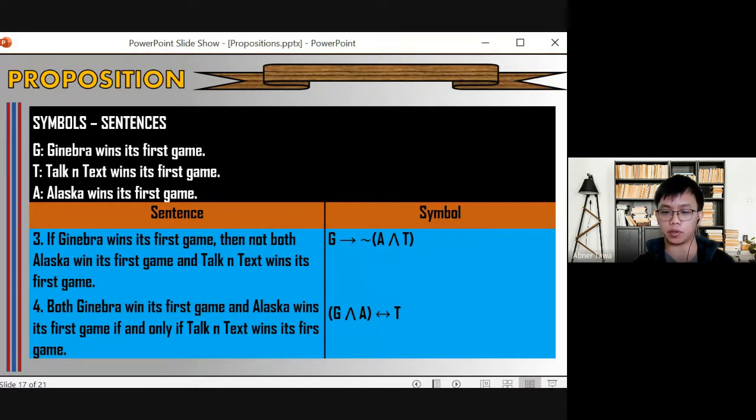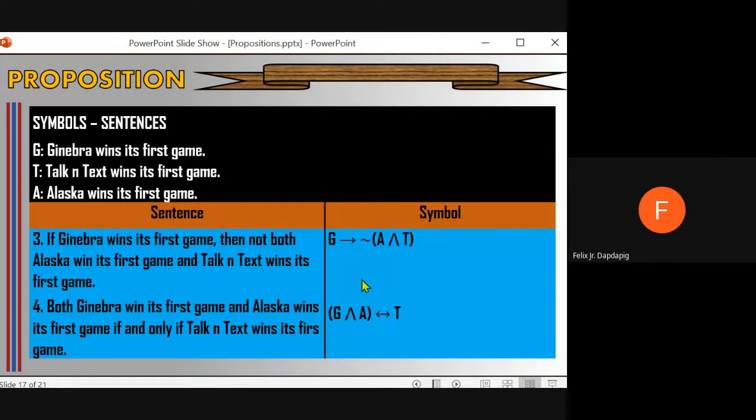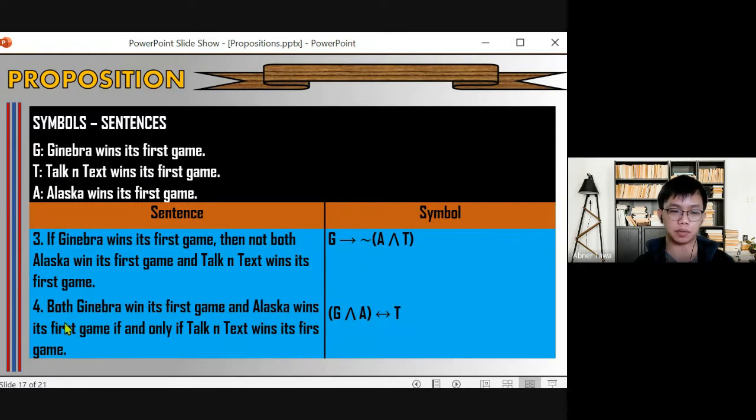How about number 4? Pakibasa nga, Mr. Felix. Both Ginebra wins the first game and Alaska wins its first game if and only if Talk and Text wins its first game. Okay, thank you. So I've shared the last example. So if we are going to pertain again with both, it pertains to two things. So it pertains to two propositions here. So we have Ginebra wins its first game and Alaska wins its first game. Therefore, magkasama yan because of the word both.